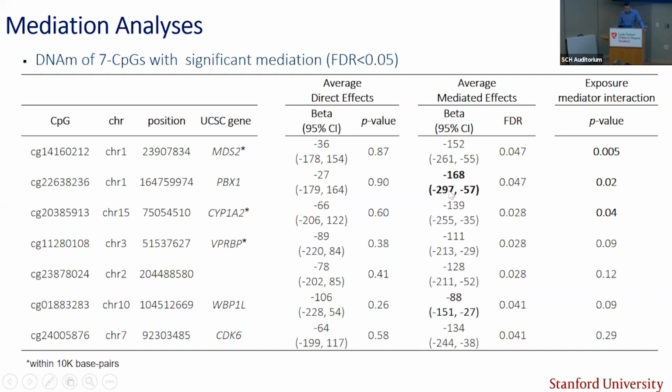We found pretty strong evidence among 7 CpG sites that map to different genes, including some of the CYP genes. I'm sure you have heard of some of the CYP genes that metabolize exogenous exposures.